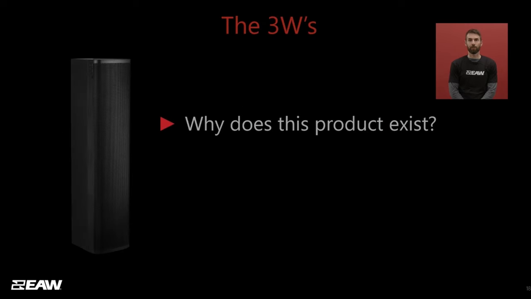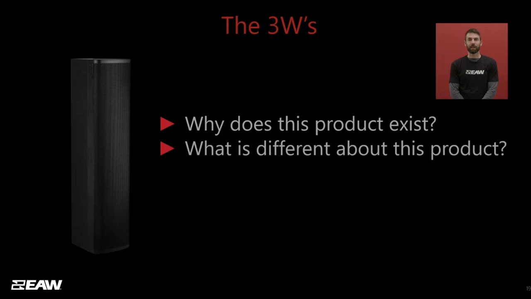Going over the three W's, the why, what, and where. So why does this product exist? Typical column loudspeakers sacrifice power in order to meet aesthetic needs. We felt this shouldn't be the case. AC6 is able to produce powerful musical sound from a compact package that will satisfy most cosmetic specs. We felt this product did not exist anywhere in our industry.